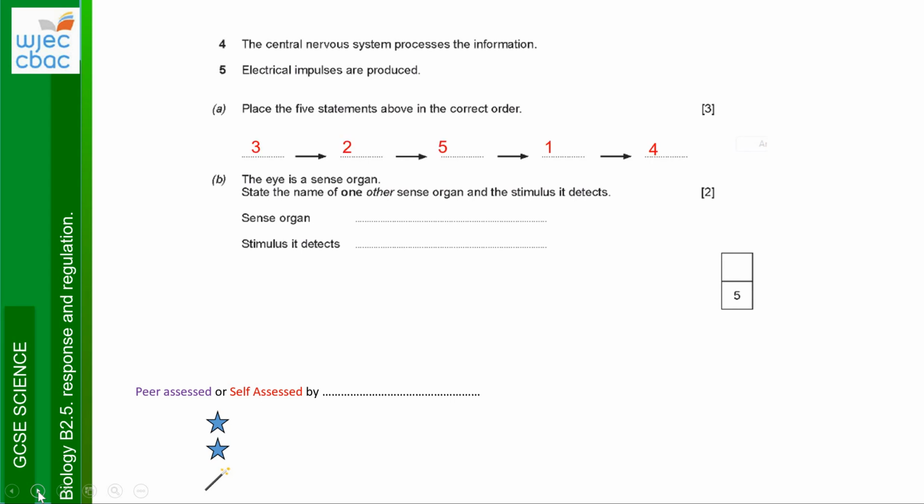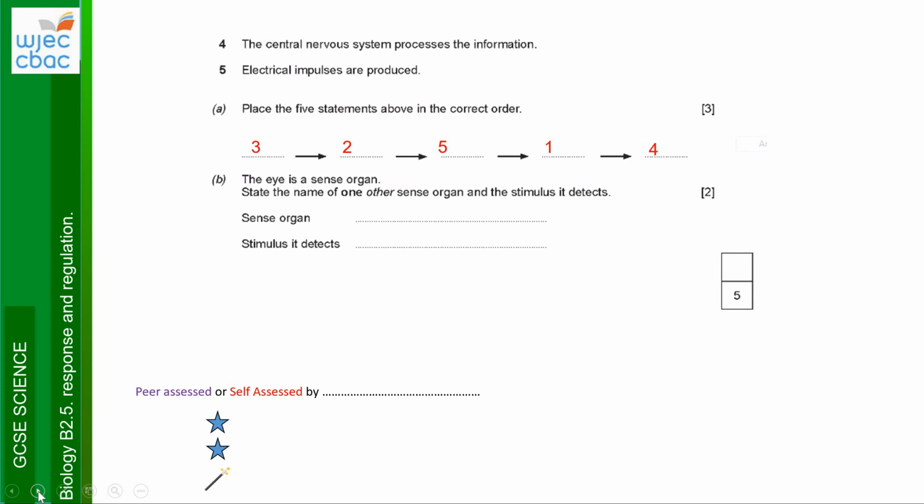You should have for this one 3, so light from the moving ball strikes receptor cells in his eye. 2, the receptor cells respond to this stimulus. 5, electrical impulses are produced. 1, the impulses pass along neurons. And then finally, number 4, the central nervous system processes the information.